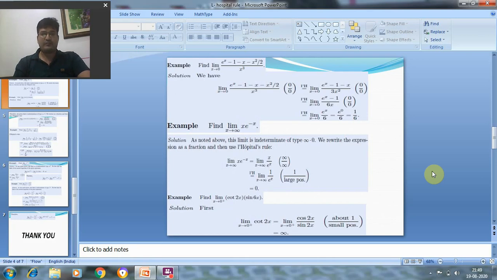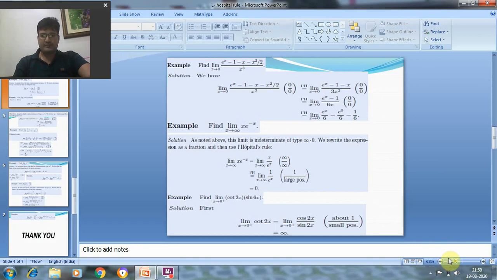But we have to convert the other indeterminate forms into 0 by 0 and plus minus infinity by plus minus infinity form first. Then we can apply the L'Hopital rule. So for this we are taking examples of different indeterminate forms and we will solve accordingly by applying L'Hopital rule.